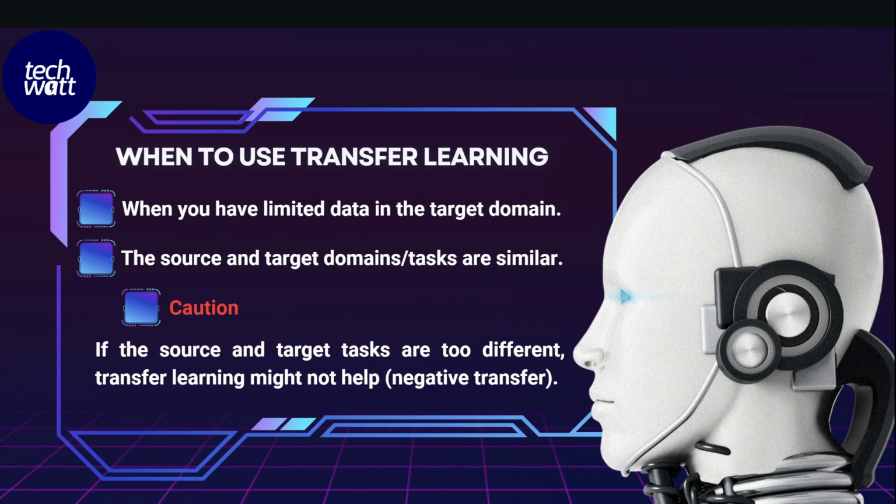There is a little bit of caution when you are using transfer learning. If the source and target tasks are too different, transfer learning might not help, and that is termed negative transfer. So if you are solving a problem related to computer vision, you must make sure you use a pre-trained model related to computer vision.